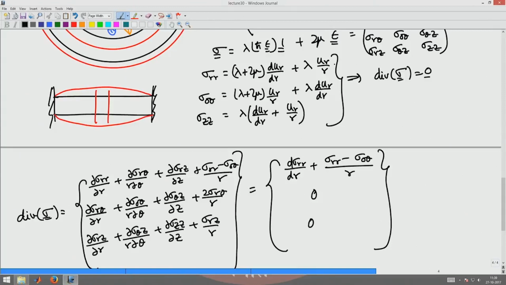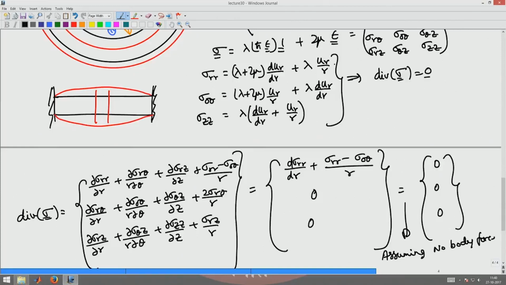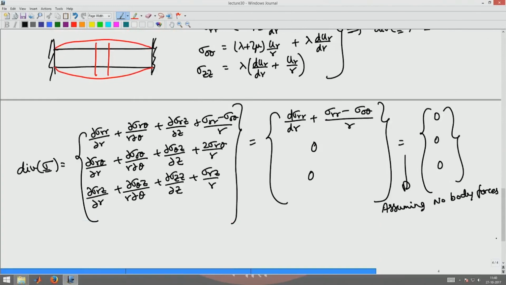Okay. We are assuming that there are no body forces acting in the cylinder and the cylinder is in static equilibrium, and hence the divergence of sigma has to be equal to 0. Assuming no body forces and static equilibrium.